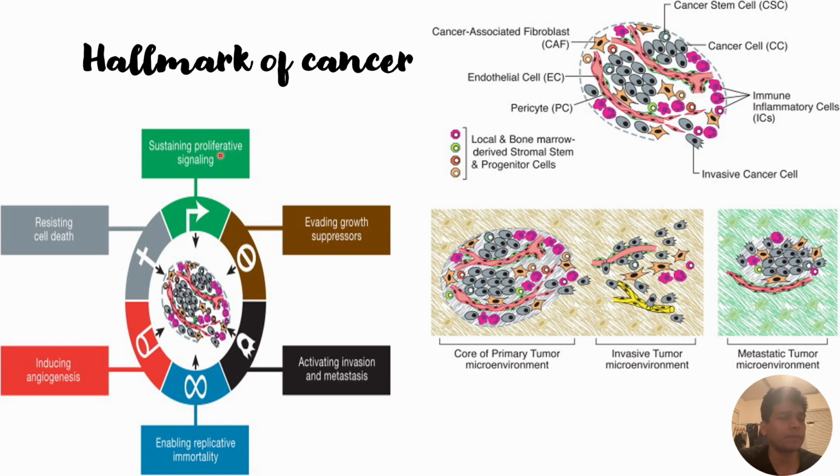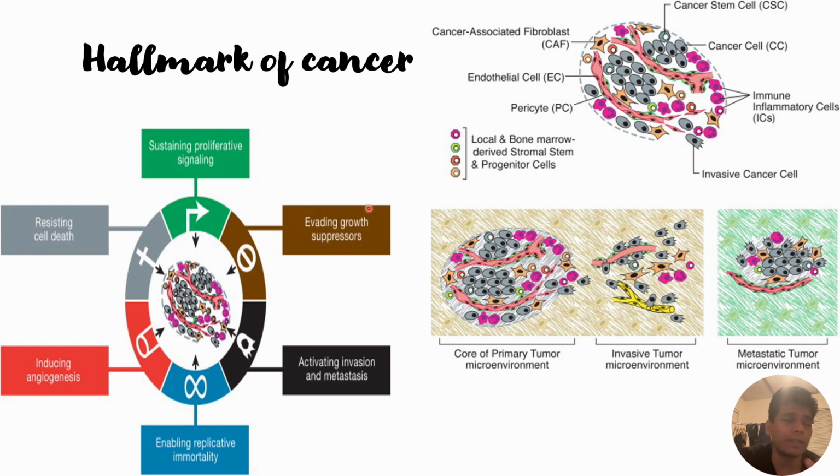So let us start with sustaining proliferating signals. So what does this mean? This means that the signaling pathway within the cells has been modified in a way that it will continuously promote the proliferation of those tumor cells. And the next hallmark is evading growth suppressors.